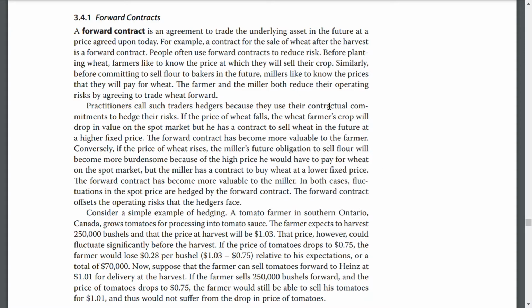Before planting wheat, farmers like to know the price at which they will sell their crops. Similarly, before committing to sell flour to bakers in the future, millers like to know the price that they will pay for wheat. And farmers and millers both reduce their operating risk by agreeing to trade wheat forwards.